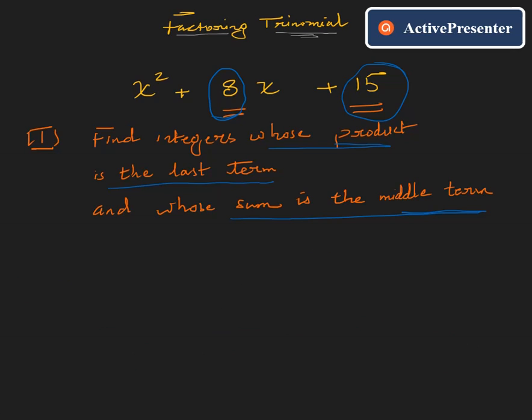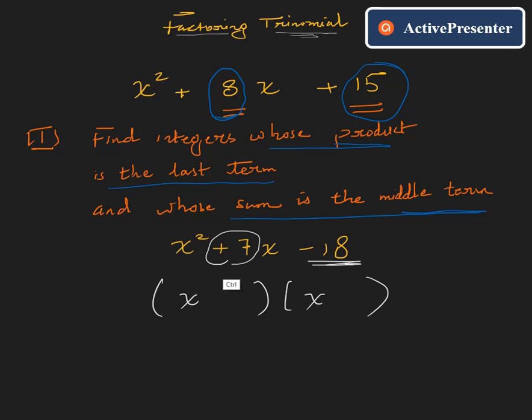Let's now take another example. Factor x squared plus 7x minus 18. Okay, we open parentheses, x here and x here. Find those integers whose product is minus 18 and whose sum is plus 7. So we know exactly what those integers are: whose product is minus 18 and whose sum is 7, the middle term. I would say plus 9 and minus 2, because plus 9 multiplied in minus 2 is minus 18, and plus 9 minus 2 is the middle term, which is plus 7. Factoring is correct.